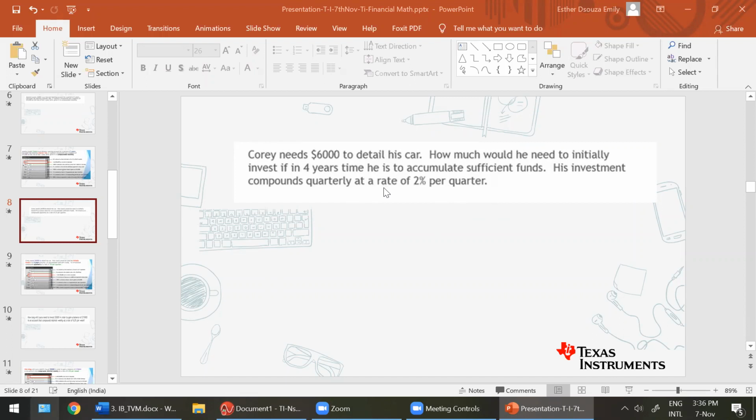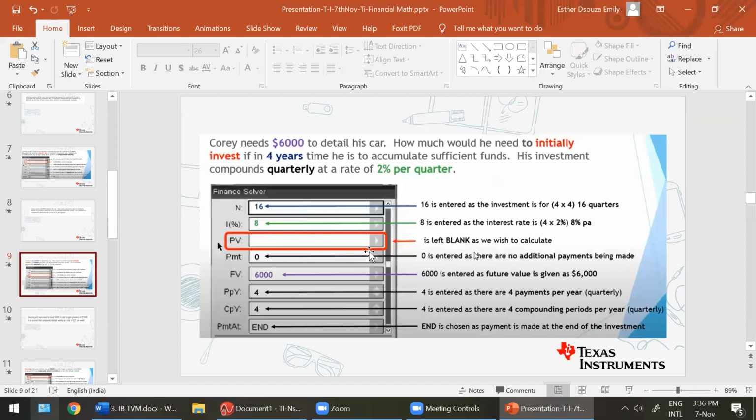Ma'am, we already have an answer from Vijay Simha. Oh, okay. That's fantastic. So Vijay Simha says 5,960. So let's calculate and let's see. Okay, let me get off this chat. Okay. So PV is left blank here, right? Please go ahead and check this out once.